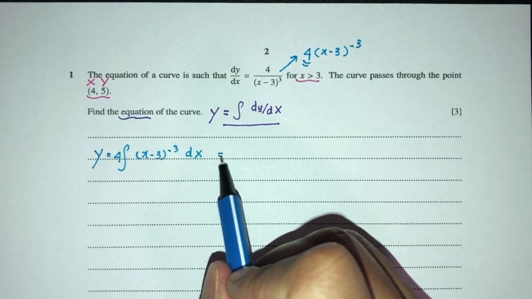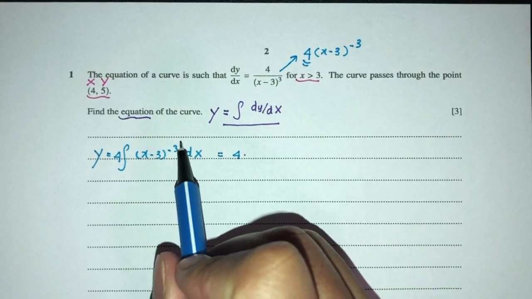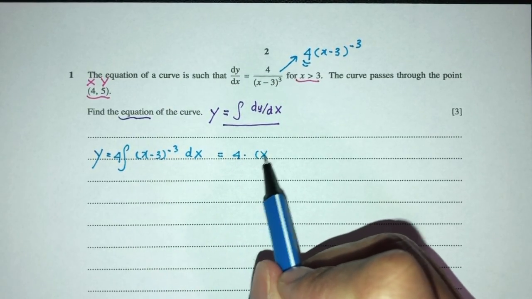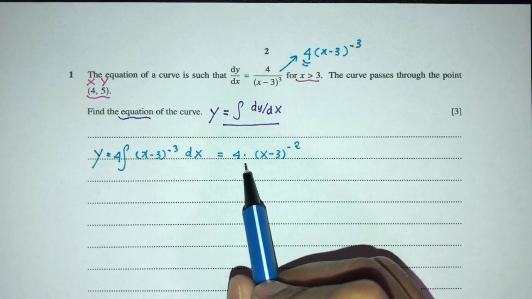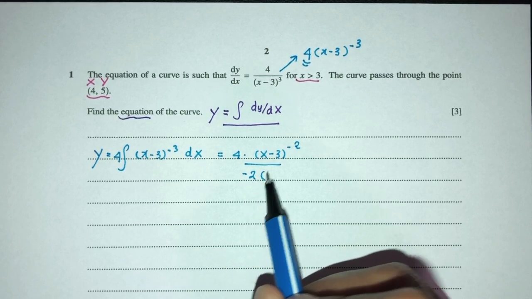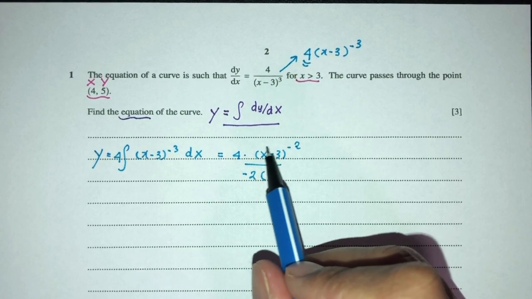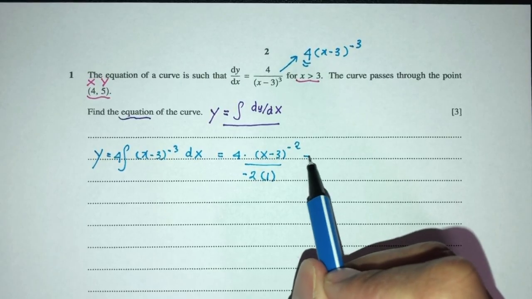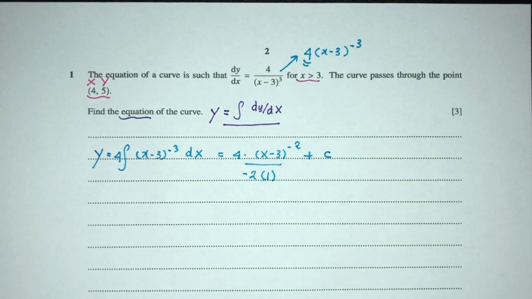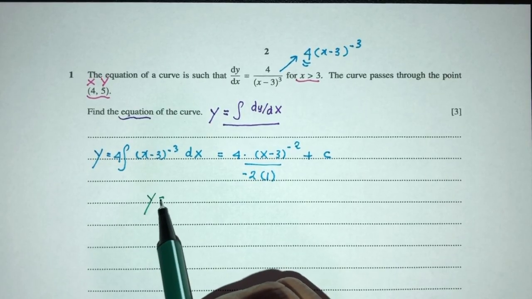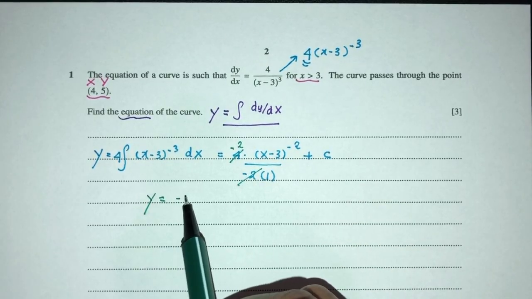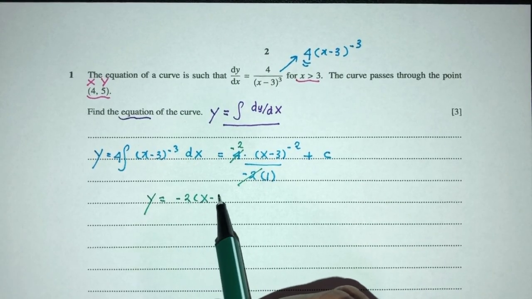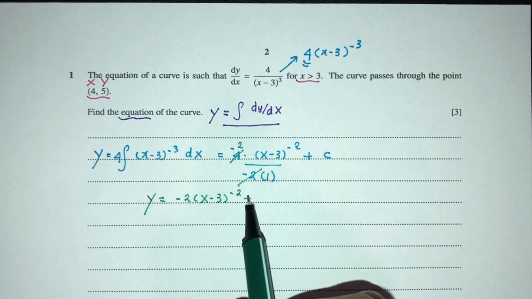So first thing first, of course, what do we do? We have to increase the power by 1. That should become x minus 3. Now minus 3 plus 1 will be minus 2. Now divide by the same power, and then divide by d by dx of the value inside, that will be just 1. Of course, plus c for your constant of integration. Now simplify, let's see what happens. That will be y is equal to, this will go away, that will become minus 2. That is x minus 3 power minus 2 plus c.